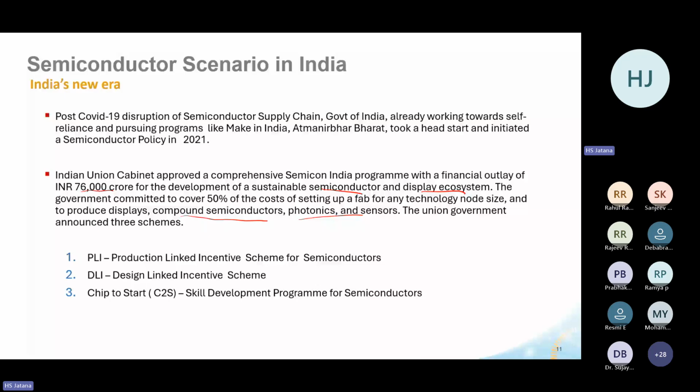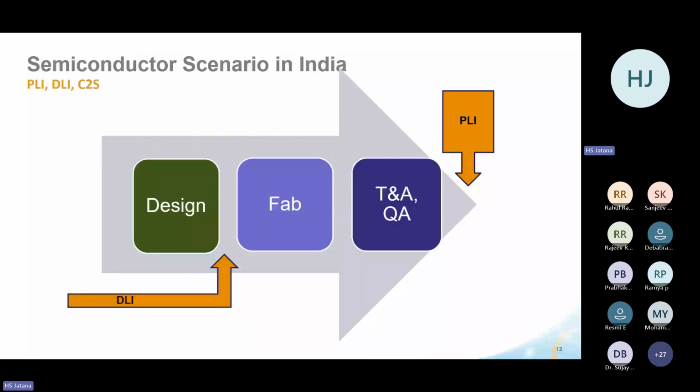Then there is a PLI, production linked, and DLI schemes are also there, and C2S, which is mainly for academia. More than 125 academic institutions are part, where MeitY is giving them funds to design some product, free EDA tools, free fabrication, testing, packaging. Besides, manpower, 2 to 3 technical staff is being given.